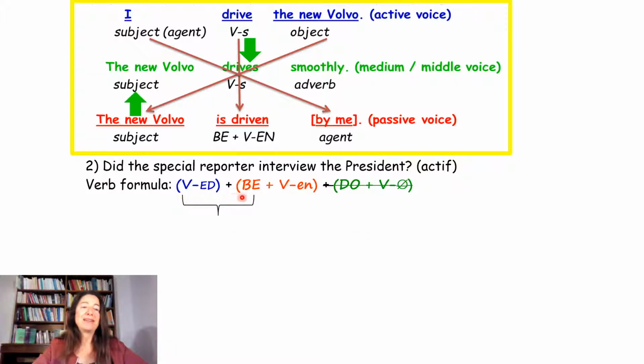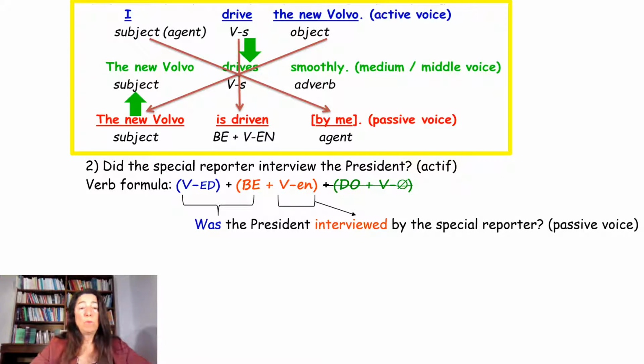So we want the past tense of be, which is was, and then the subject, because this is an interrogative sentence, was the president. And then we want the past participle of the verb. So was the president interviewed? And then we can add the agent with the preposition by the special reporter. So this is the passive voice. Was the president interviewed by the special reporter?